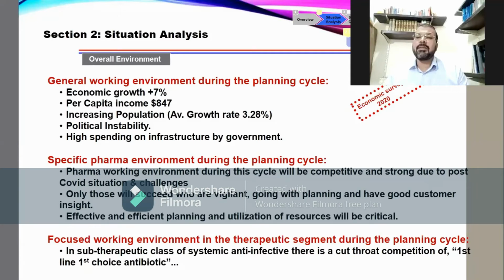And this cycle will be competitive and strong due to the post-COVID situation, because a lot of doctors are not practicing, a lot of hospitals are not working to their full potential. During COVID, the surgeries were being postponed, the elective surgeries were being postponed. So ultimately, there was a decline in the business. So how will this situation or environment impact our own particular market or segment or molecule?